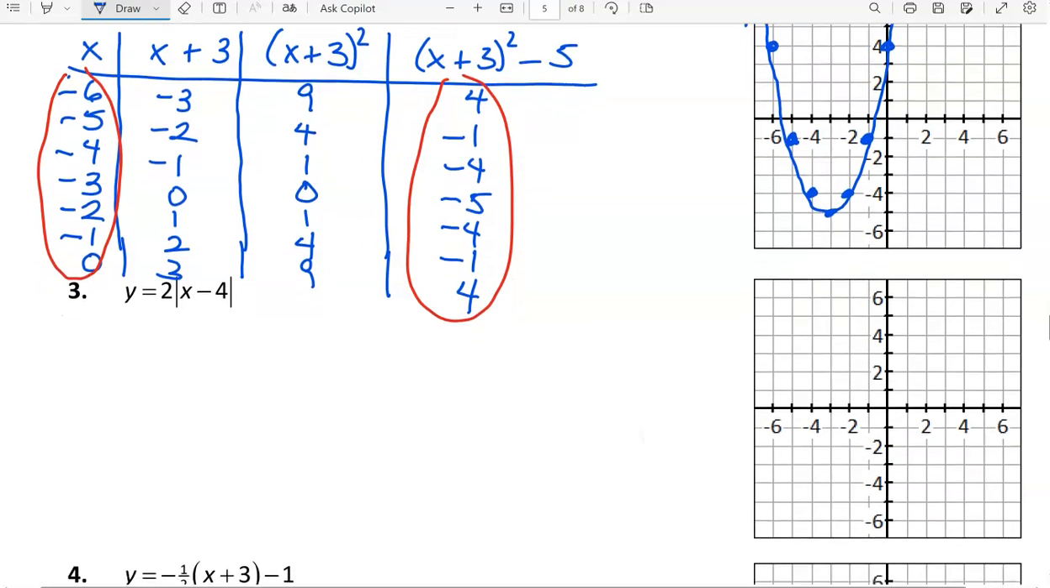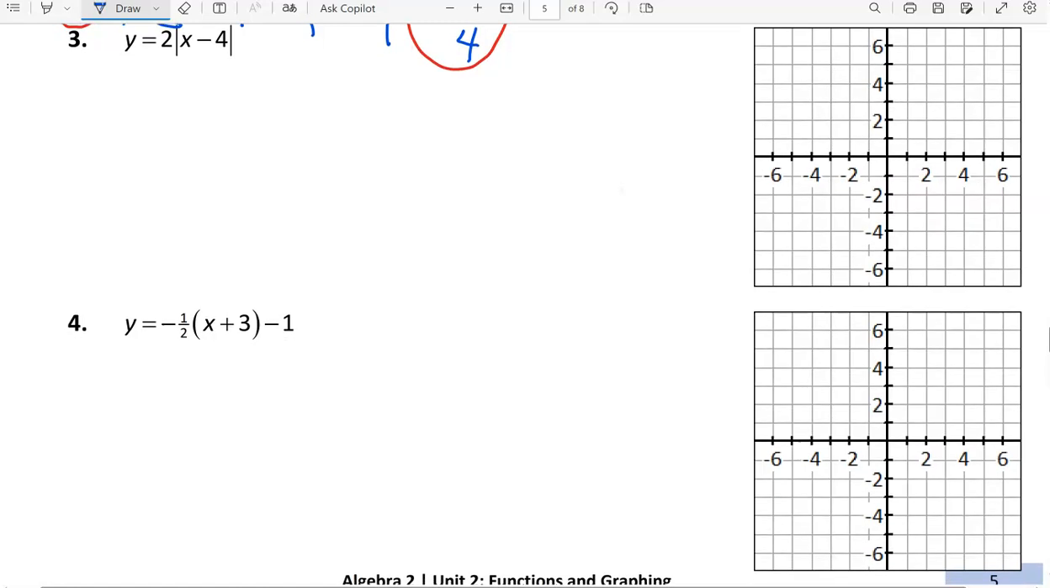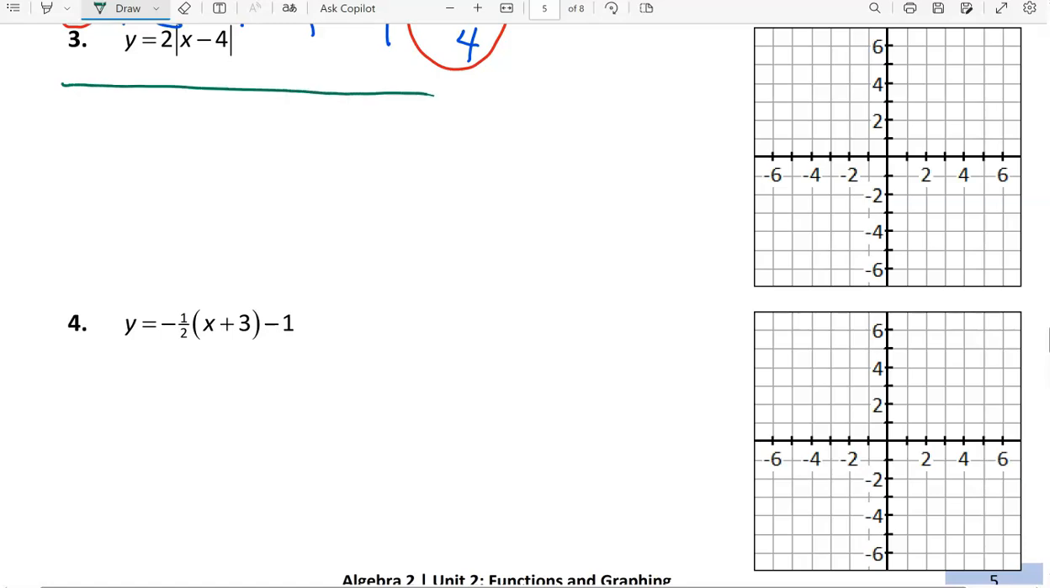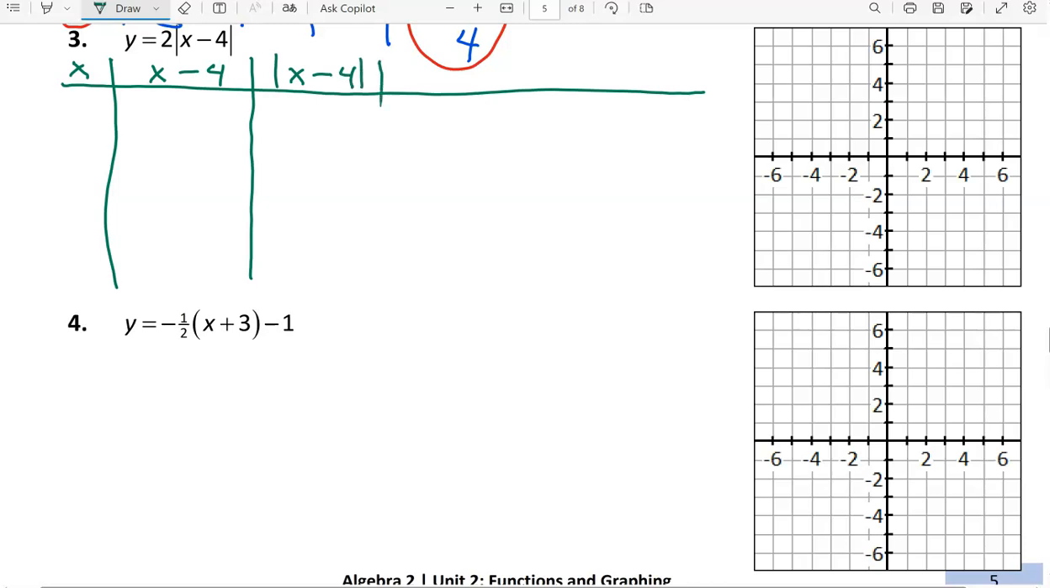The next equation has absolute value in it, so it's going to be yet a different shape. So let's make our extended table of values. Whatever x value we replace the variable x with, the first thing we'll do is subtract 4 because that's inside the grouping, then take the absolute value of that, and then finally multiply that absolute value by 2.